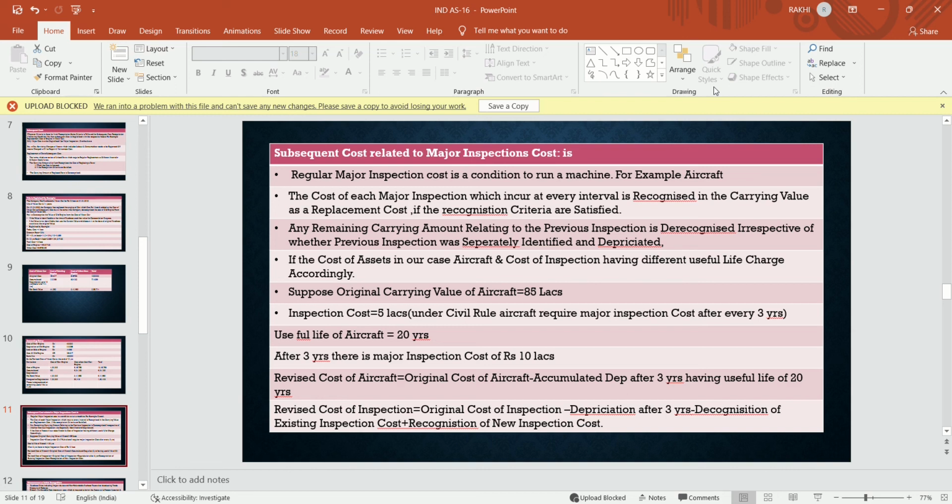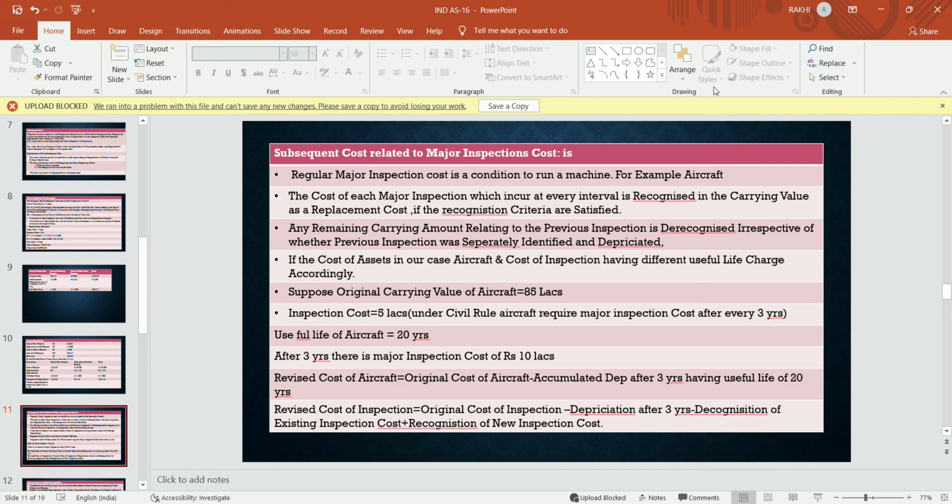So the revised cost of aircraft is the original cost of aircraft minus accumulated depreciation after 3 years, having a useful life of 20 years. The original cost of aircraft is 85 lakhs, and we will charge depreciation on it because the useful life is 20 years. We will depreciate the 85 lakhs divided by 20, into 3, because 3 years have already passed in using that asset. So we will charge depreciation for 3 years using the useful life of 20 years.